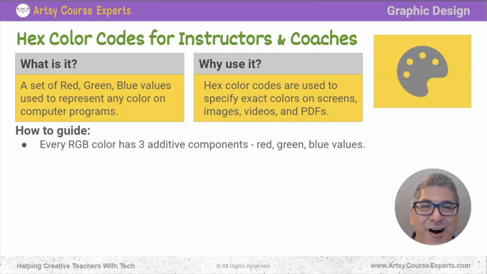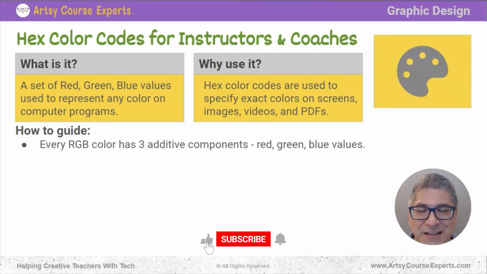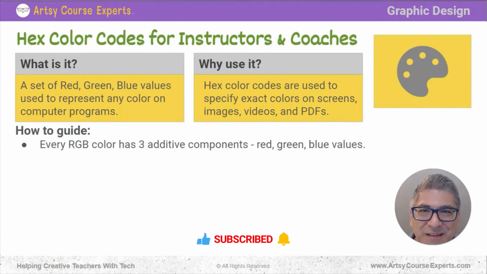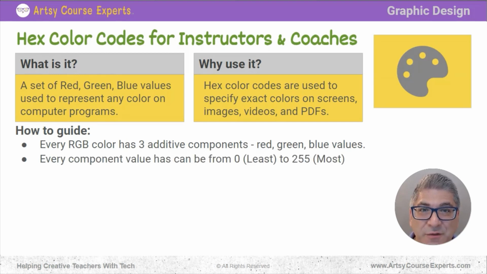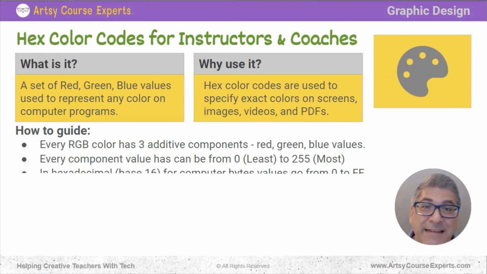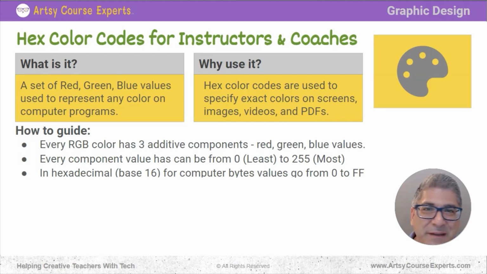So first of all, RGB colors combine red, green, and blue. They're additive. If you have a white piece of paper, you're adding red, green, and blue to every pixel, let's just say, and that's going to create the colors. And every component value, so the components are red, green, and blue, each of those values has a number from 0 to 255. And this is because underneath they're computer bytes. And bytes are 8 bits. They're numbers from 0 to 255.